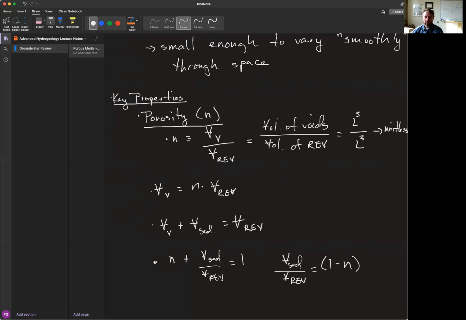Okay, so porosity, really important to think about how much space is actually available for fluids, how much is taken up by sediments, and just some relationships. And we usually are going to do this using this idea of porosity, which is the ratio of void space to the total volume.